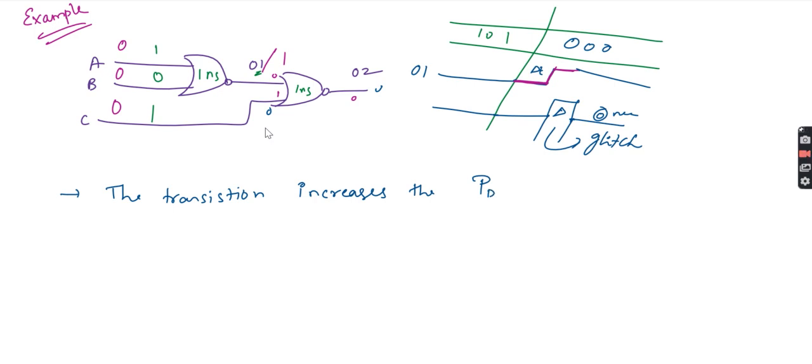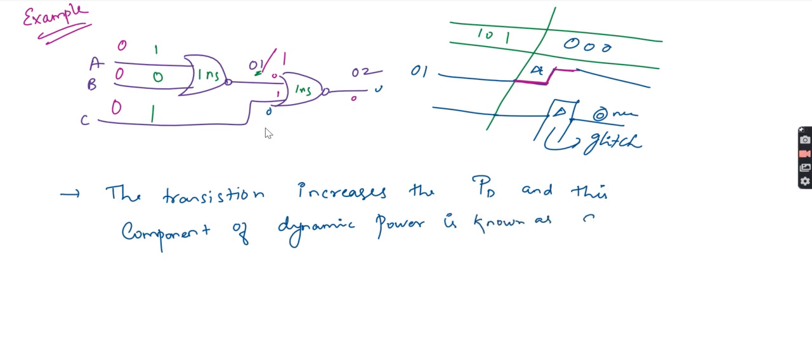PD, and this component of dynamic power is known as glitch power or glitching power.